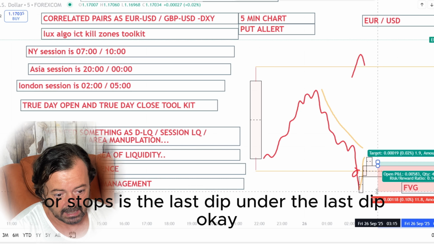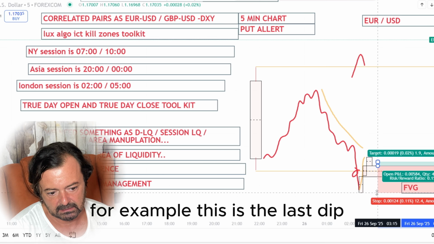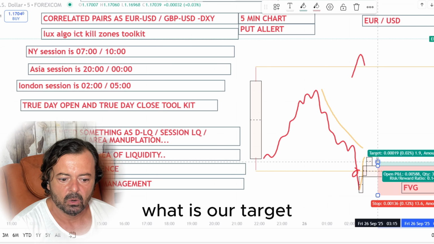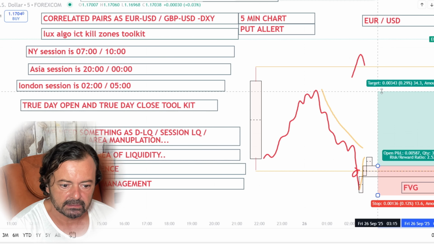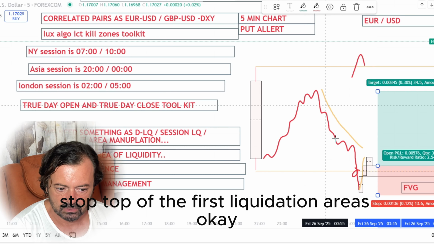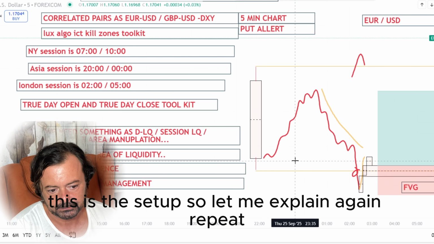Our stop is under the last dip. For example, this is the last dip, and this is the candle under the last dip. What is our target? The target is the top of the first liquidity area. This is the target. This is the setup.